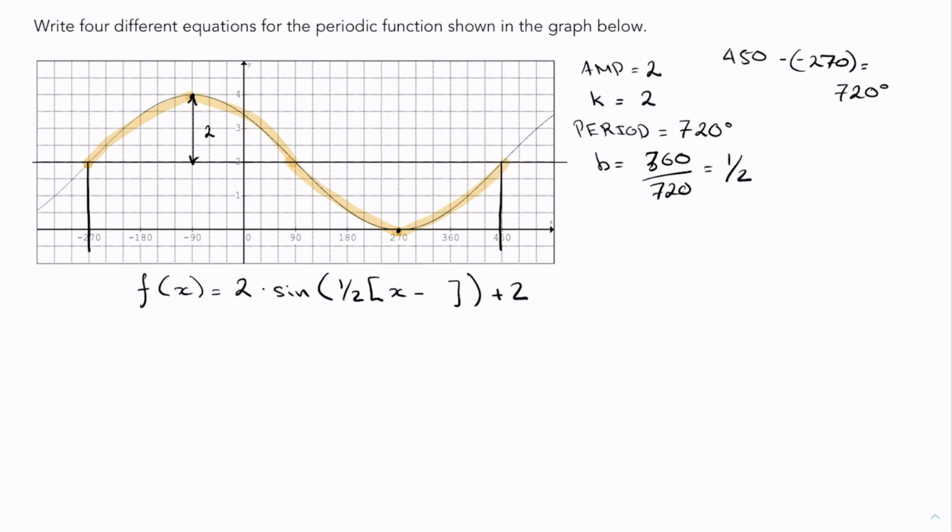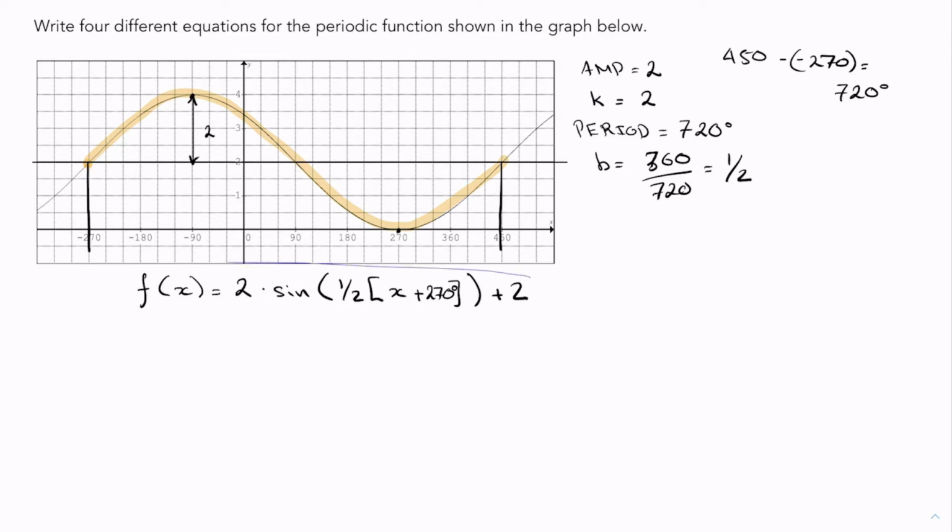So if we're looking at sine, the original sine initially starts in the middle. Let's just do one smooth curve. Sine goes from the middle and then up. So in this case, we're moving it back, or to the left, 270 degrees, which means I'm going to have a plus 270 degrees here.